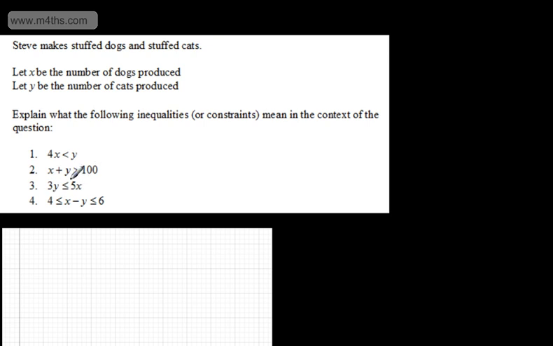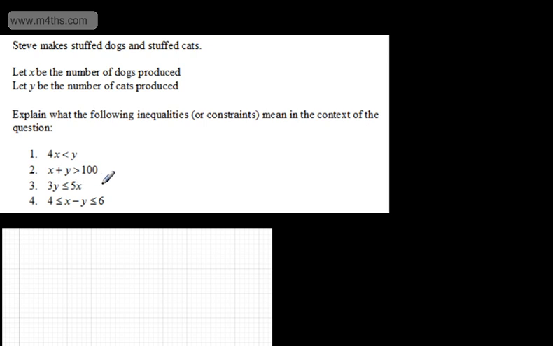3y is going to be equal to or less than 5x. This is very similar to the one just here. The difference is now we had 1y and 4x. So we can read this one slightly differently. Again, there are a few different approaches for this one. For every 5 cats produced, there must be at least 3 dogs.